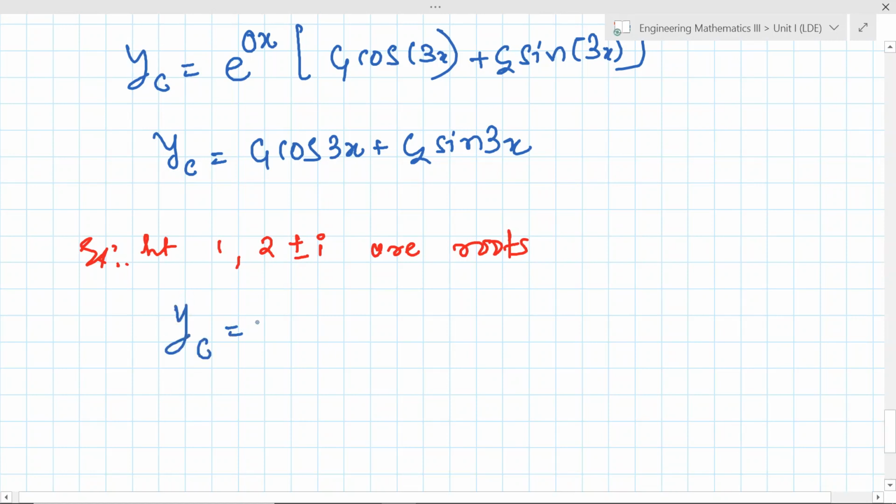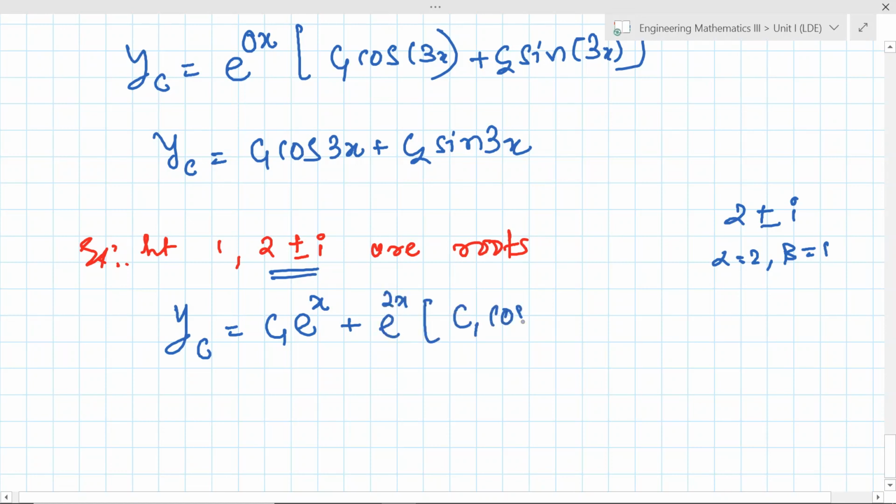So yc is equal to, see, 1 is distinct, c1 e raised to x, and now see 2 plus minus i, alpha is nothing but 2 and beta is nothing but 1. So for the remaining two roots, we can apply the third case. This is nothing but e raised to 2x in bracket c1 cos x, because beta is 1, plus c2 sin x. Like this, this is my complementary function. Hope you have got this.